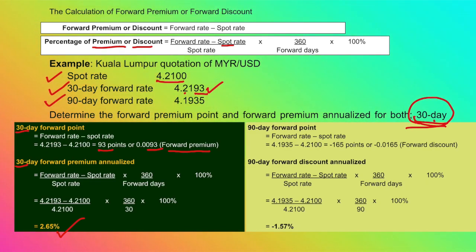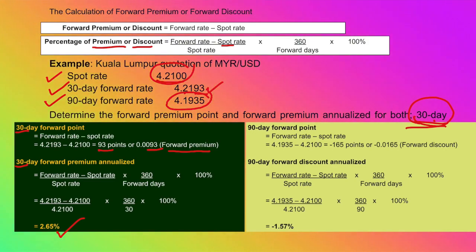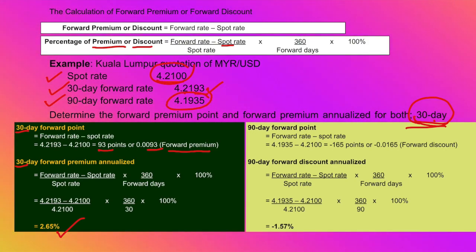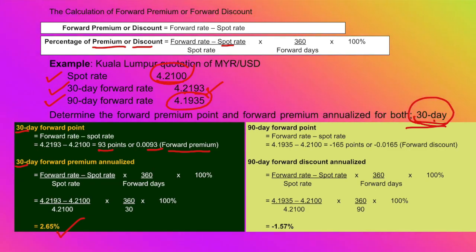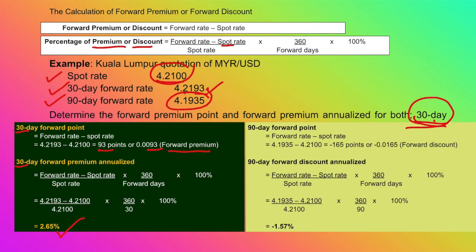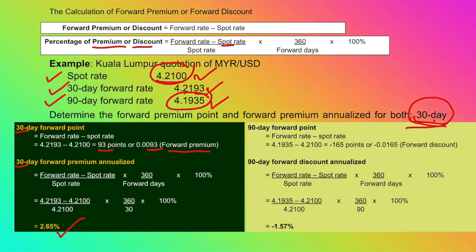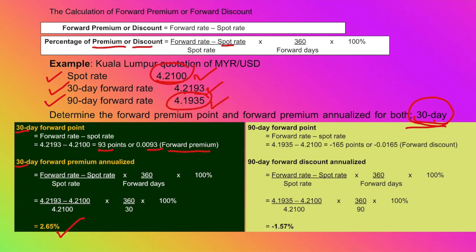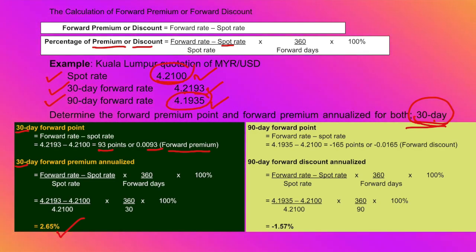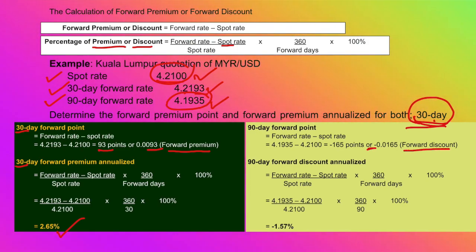Okay, let's look at 90 days forward point. So we use the spot rate and 90 days forward point. Forward rate minus spot rate, 4.1935 minus 4.2100. You will get negative 165 point or 0.0165. This is the negative one, the forward discount.